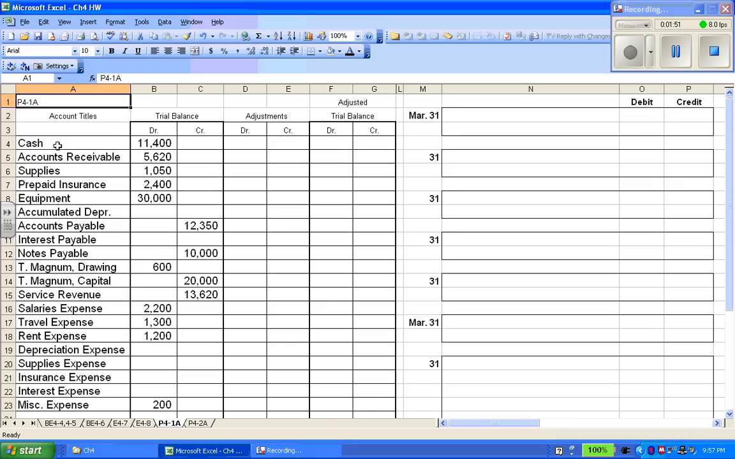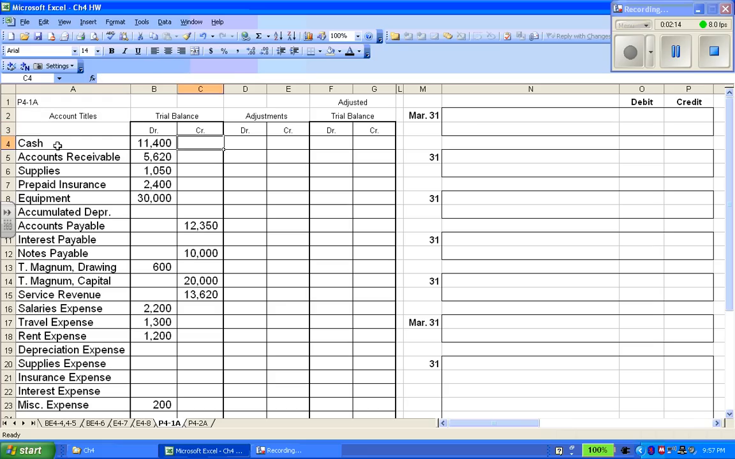What this problem is going to show you is how to prepare a worksheet to help you make your adjustments, create your adjusted trial balance, and then create a post-closing trial balance. Your textbook is showing you a different type of format for a worksheet. Well, I'm going to show you mine, right? Just a different way that you can look at a worksheet.